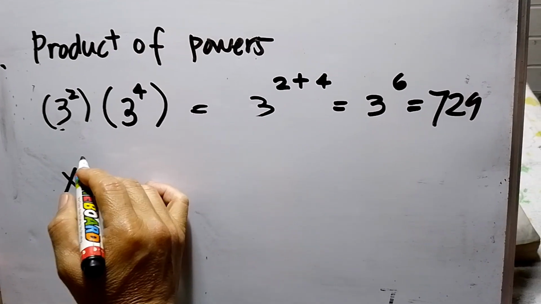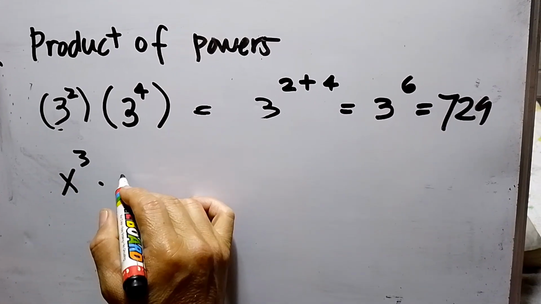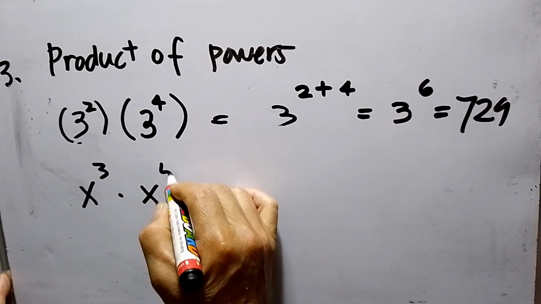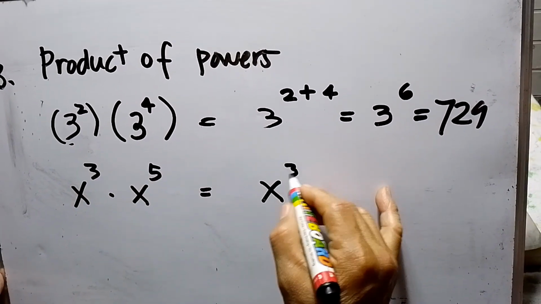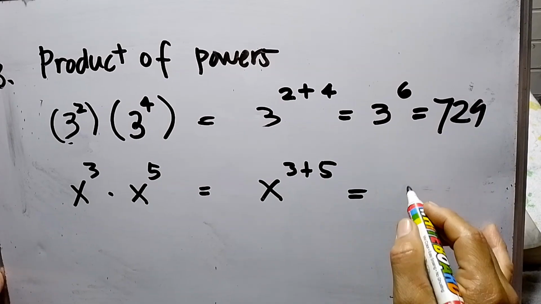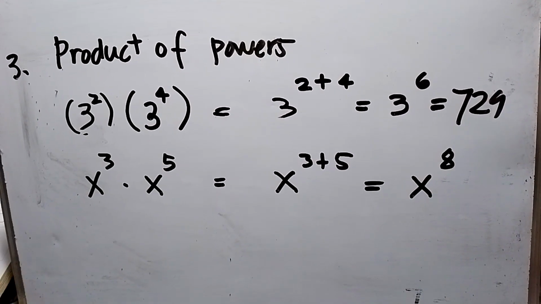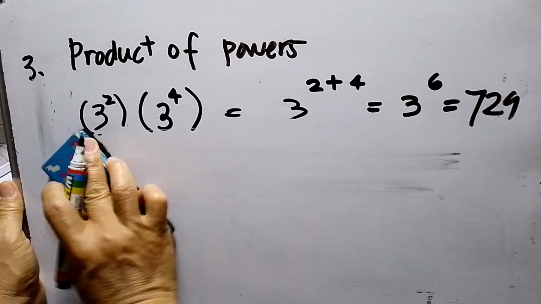x cubed times x to the fifth. So copy the base and then add the exponents. So 3 plus 5, so x raised to the 8th power. Now let's move to number 4.